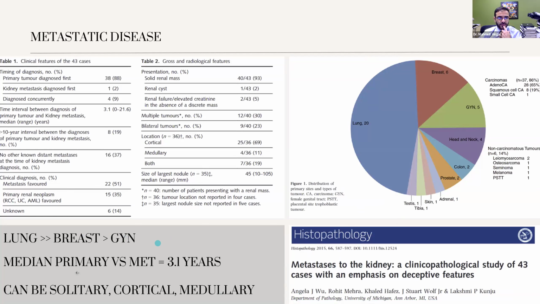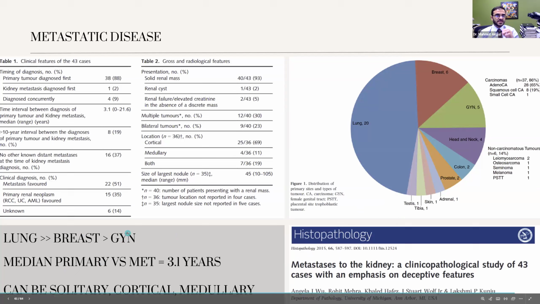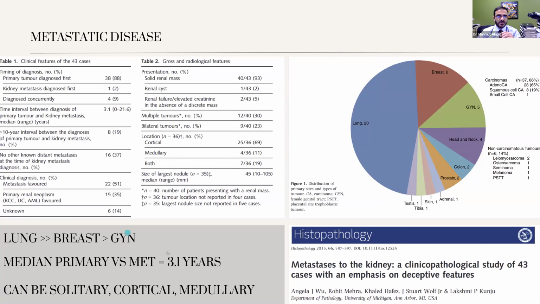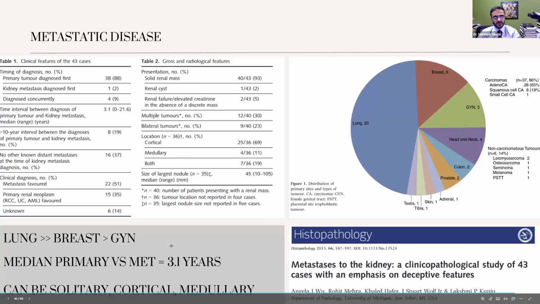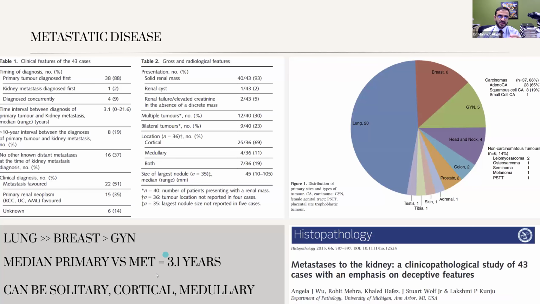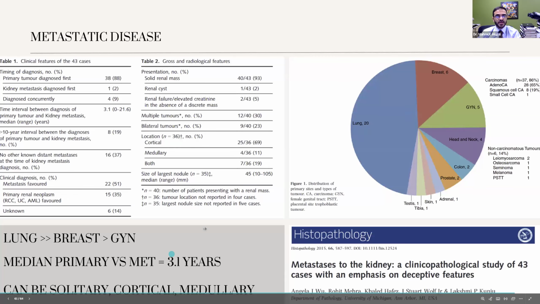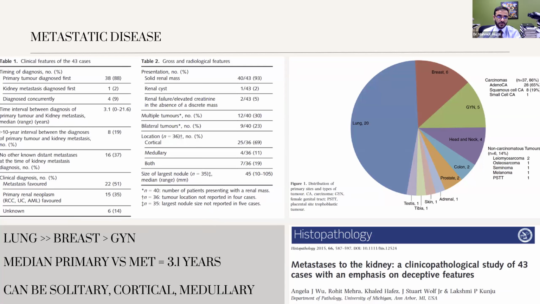There are some interesting facts. For example, the interval between the primary tumor and the metastasis to the kidney is relatively long. In this study, it was 3.1 years. And these metastases can be solitary. You're expecting these metastases to be multiple, bilateral, but they can be solitary, and they can be cortical, and they can be medullary. So medullary manifestation of a solitary metastasis can fool us as if it's a medullary-based primary kidney tumor.